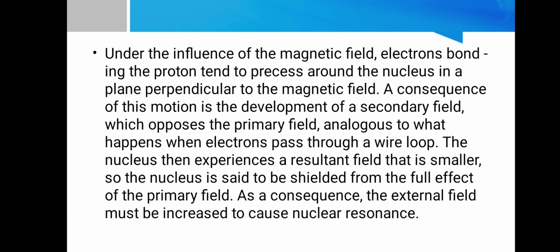Under the influence of the magnetic field, electrons bonding the proton tend to precess around the nucleus in a plane perpendicular to the magnetic field. A consequence of this motion is the development of a secondary field which opposes the primary field. Analogous to what happens when electrons pass through a wire loop, the nucleus then experiences a resultant field that is smaller, so the nucleus is said to be shielded from the full effect of the primary field. As a consequence, the external field must be increased to cause the nuclear resonance.